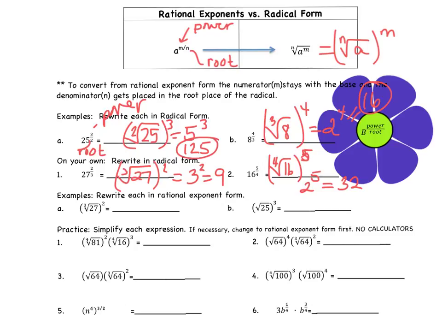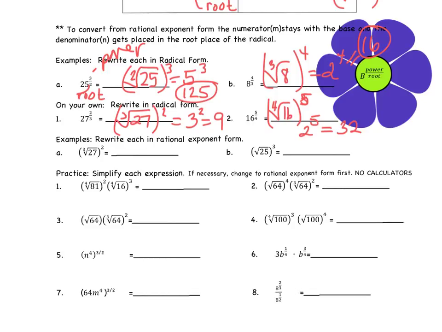All right, the next examples, we're going to go back the other way. We're going to take them from that radical form into that rational form, so writing it in the power with the exponents. So this becomes 27. Remember that power is that top number. It's 2 over 3, so 27 to the 2/3 power.